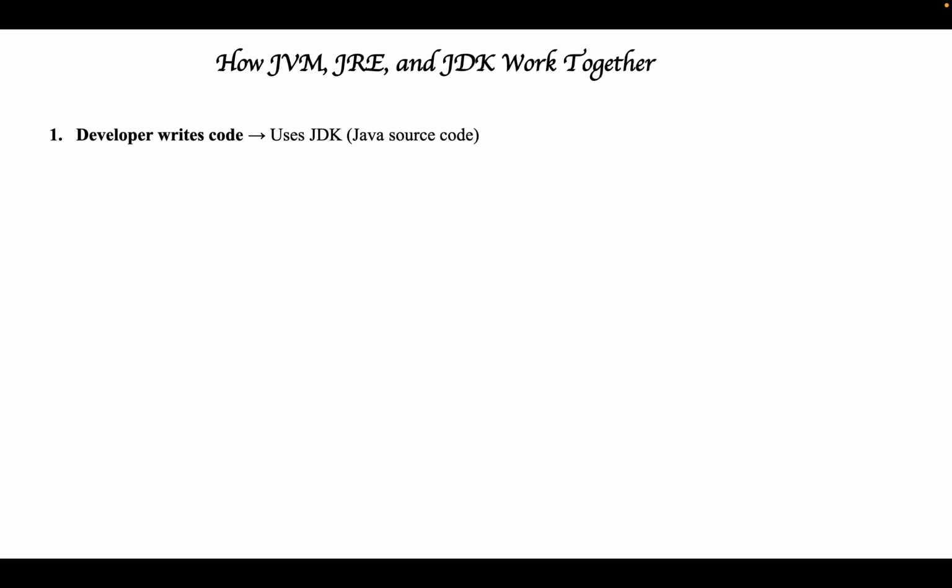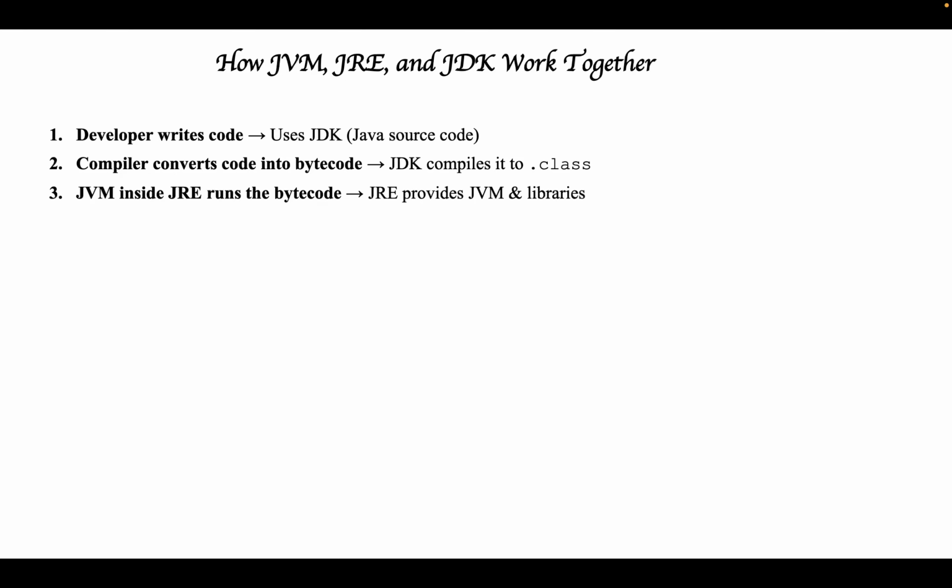Developer writes code using JDK, Java source code. The compiler converts the code into bytecode. The JDK has a compiler that compiles the Java source code into .class or bytecode. The JVM inside the JRE runs the bytecode. The JRE provides the JVM and libraries. The JVM translates bytecode into machine code, machine understanding code, and that makes it platform independent.